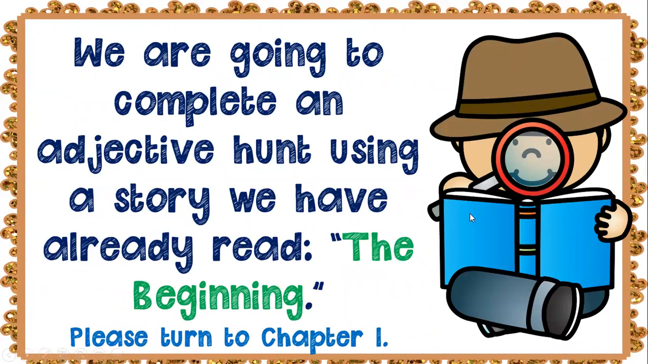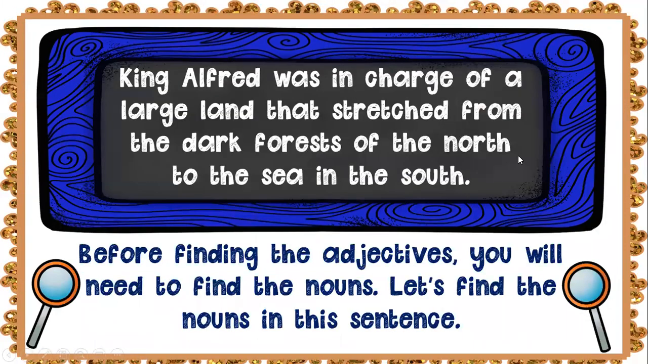Now we're going to complete an activity that's an adjective hunt using a story that we have already read. So you don't have to get the story out, but the story is called The Beginning, and it was our Tuesday night's homework where we read the story and answered the questions. One of the sentences in the story was King Alfred was in charge of a large land that stretched from the dark forest of the north to the sea in the south.